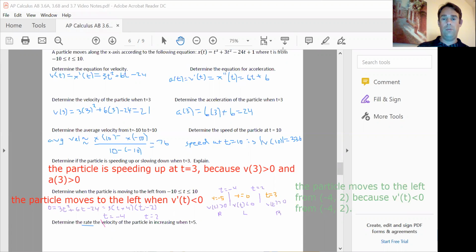Well, friends, we know what the derivative of the velocity is. That is acceleration. So the rate of the velocity would be the derivative of velocity. What they're really asking for here is acceleration. So here we go, we're dealing with acceleration. So what is the acceleration at 5? And that would be 6 times 5 plus 6.